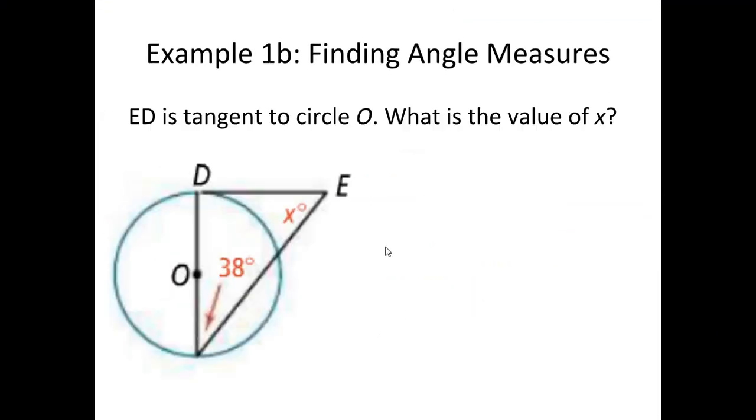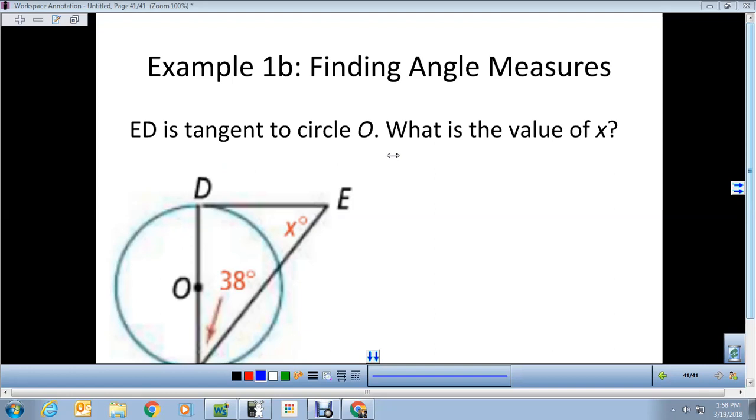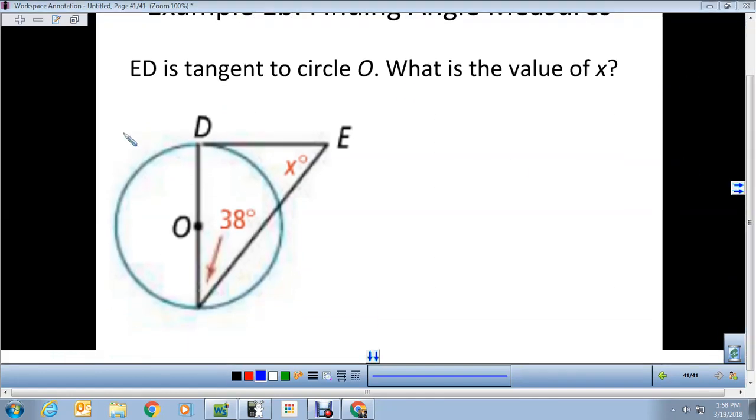So let's look at the next one. Let's find the value of x. ED is tangent to circle O. What is the value of x? Well, if it's tangent, that means this is going to be a right angle. So we have a right triangle. And once again, we have the right angle and one other angle, that means we can subtract from 90 to get x. So x is equal to 90 minus 38, which leaves us where x is equal to 52.